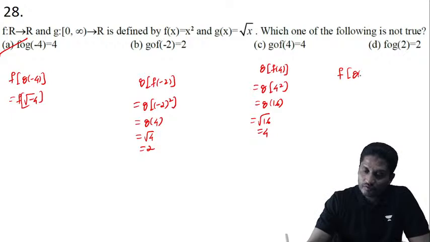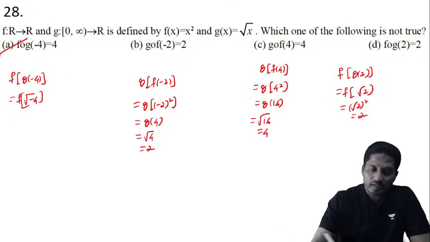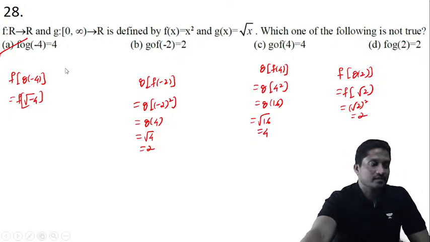F of g of 2: f you keep as it is, g of 2 will be equal to root 2, and root 2 the whole square is equal to 2. Even this is true. Answer is option A only, guys. Let's move to question number 29.